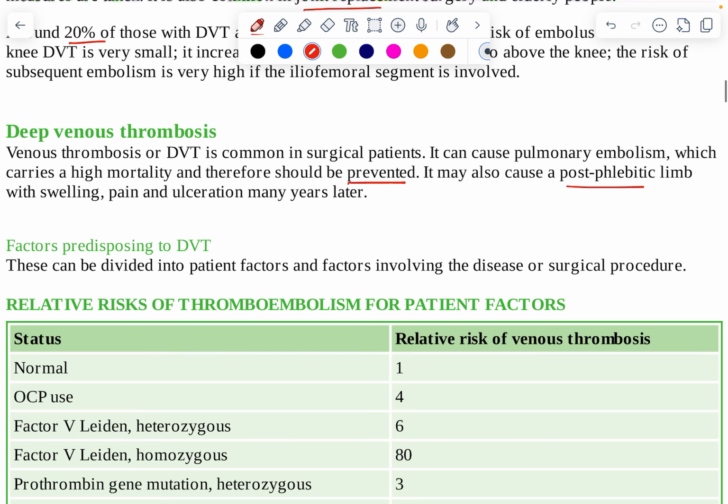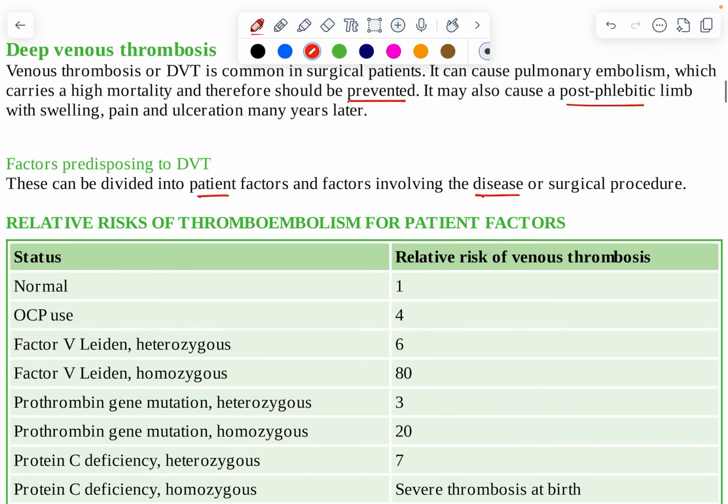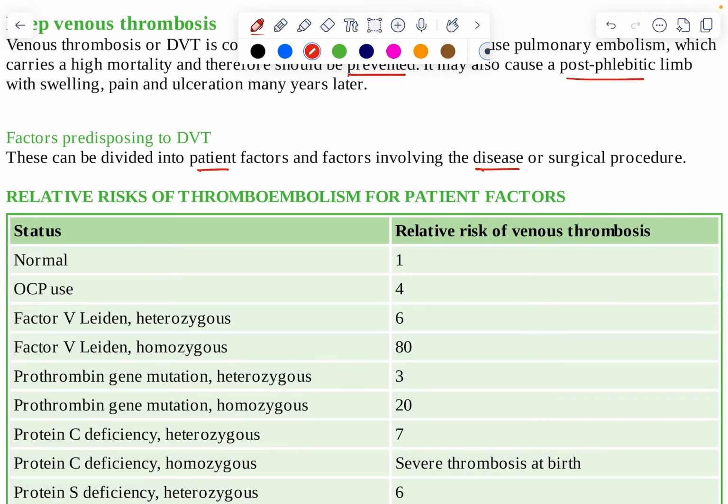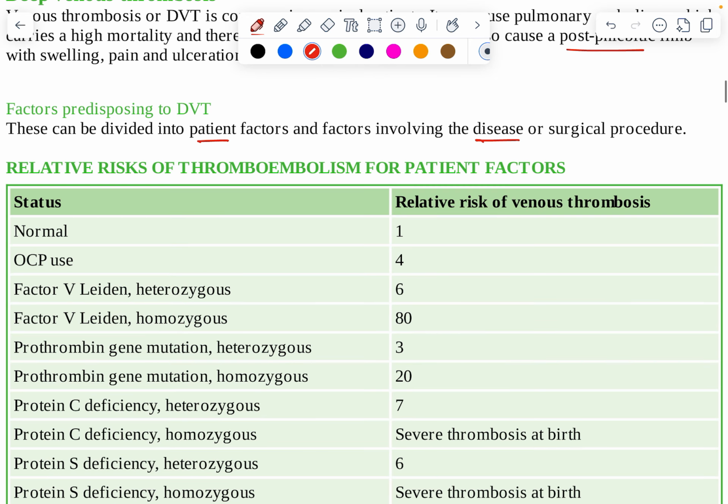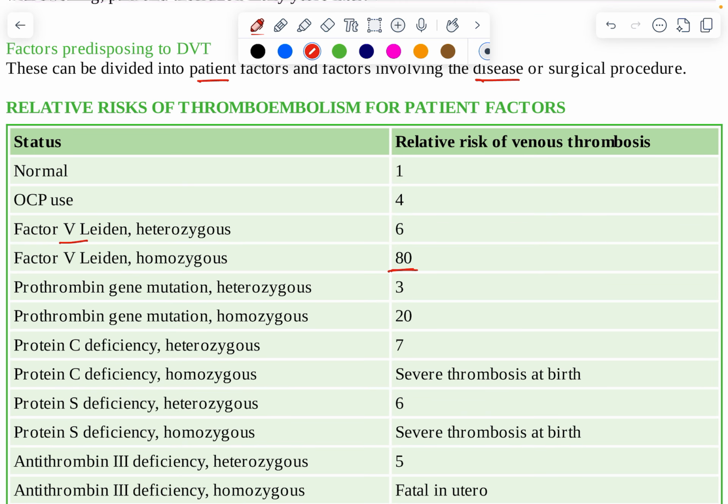It is usually a post-phlebitic limb. Factors predisposing to DVT are divided into patient factors, disease factors, and procedures. Relative risk factors: thromboplastin is normal. Relative OCP use, factor 5 Leiden heterozygous, factor 5 Leiden homozygous, with an 80% increase in chances.